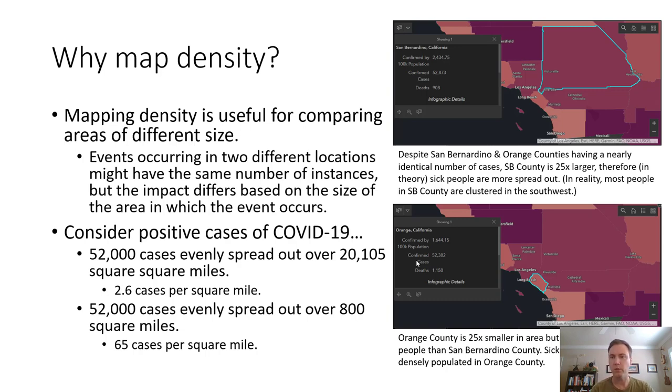And the population distribution in Orange County does favor the north, but it's more evenly distributed from north to south. Its eastern end is actually unpopulated, primarily because of Cleveland National Forest.